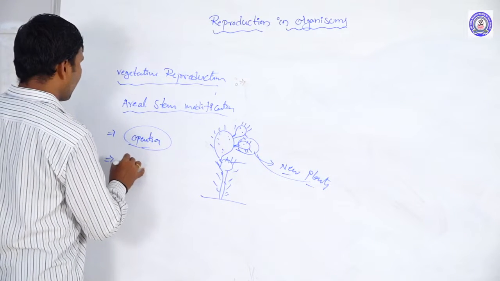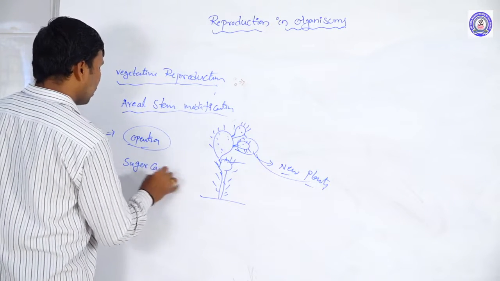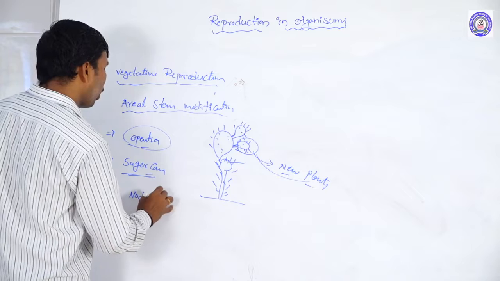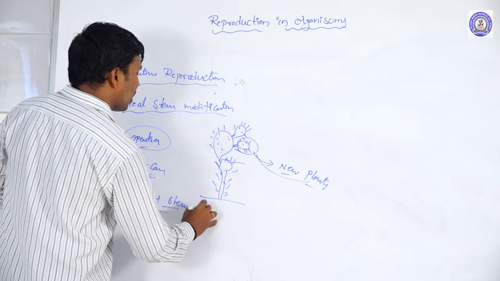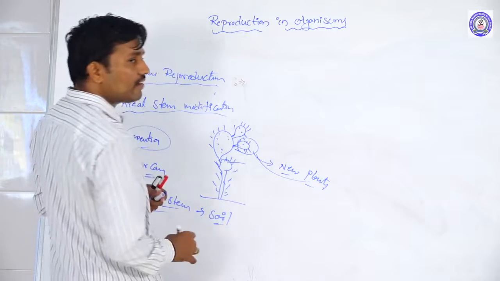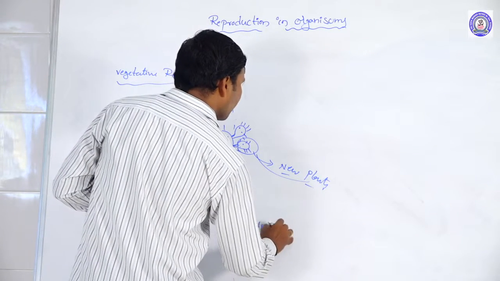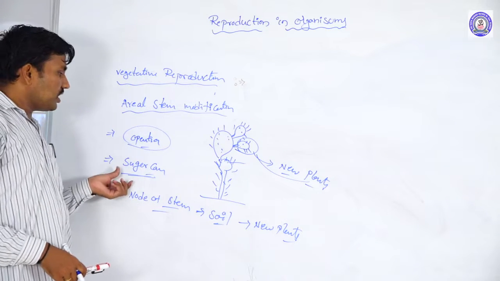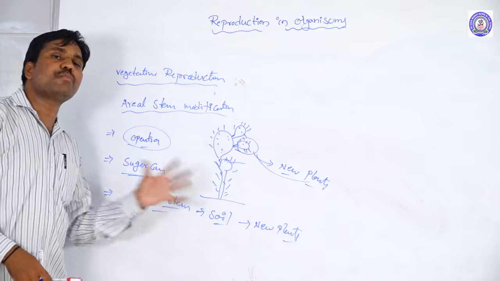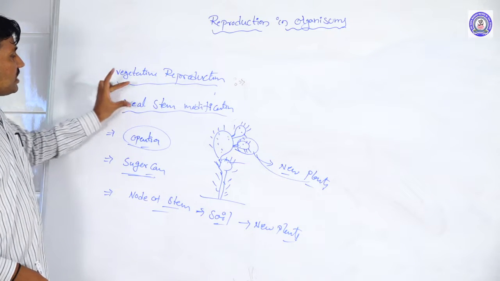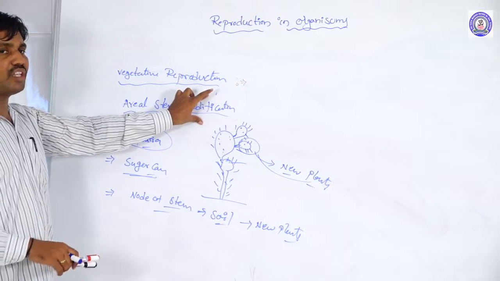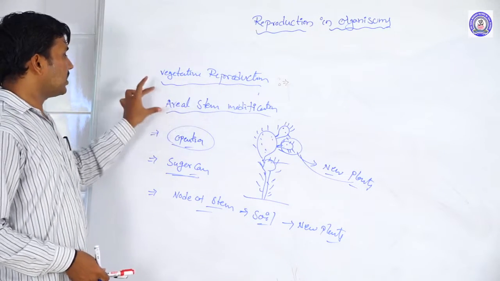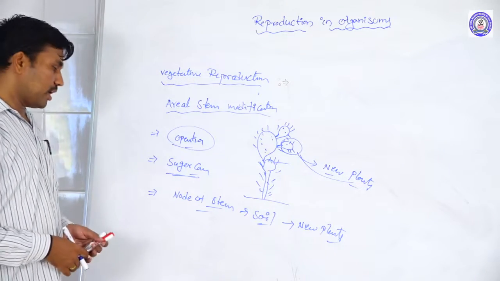In the case of sugar cane, the aerial nodal region, the node of the stem, when planted in the soil, develops as a new plant. That means sugar cane plantation is done by using only the nodal part of the stems. So like this, the aerial stems are modified and evolve into vegetative propagation. That means one plant itself is able to produce more plants. So that is called aerial stem modification, a vegetative reproduction process.